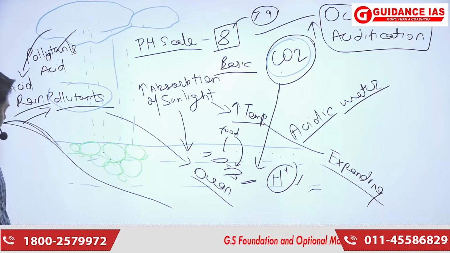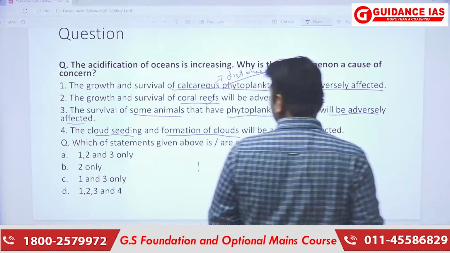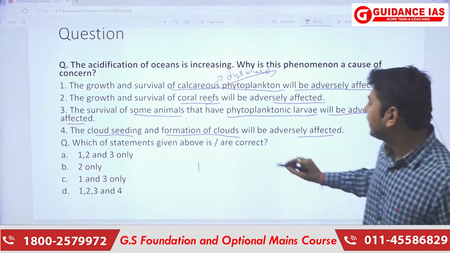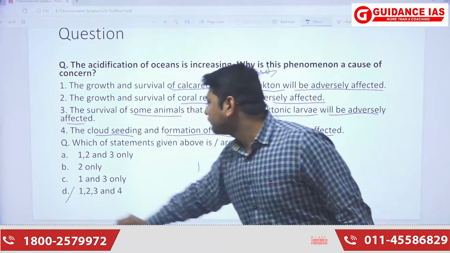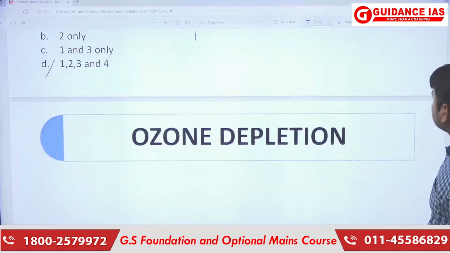This cloud will lead to acid rain. So this is basically the fourth point: the cloud seeding and formation of clouds will be adversely affected. So here we can say that options 1, 2, 3, 4, all are correct answers. What is ozone depletion?